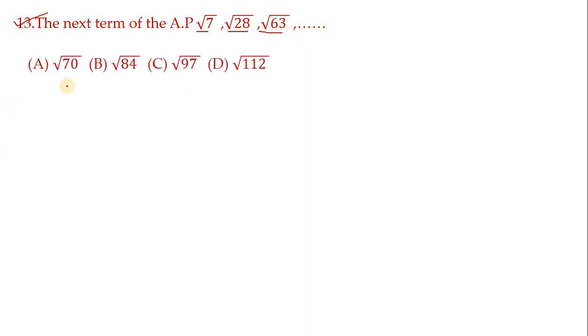Move on to the next one. This is quite difficult and as well as very easy one. So it depends on how you will understand. The next term of AP, root 7, root 28, root 63, so on. Options are root 70, root 84, root 97, root 112. They said these three terms are in AP. Which is the fourth term?